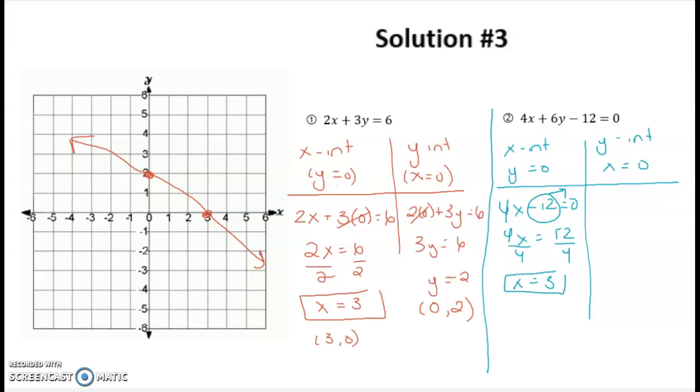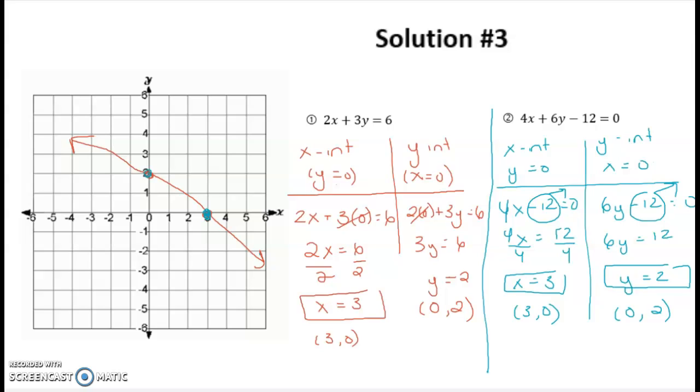So this x-intercept is at 3 and y is 0. So x is 3 and y is 0. Oh, it's the same point. Okay, second one. So x is 0. So instead of saying 4 times 0, we know that's 0. So we just have 6y minus 12 equals 0. Now I've got to bring that 12 to the other side, and it becomes a positive 12. And then we divide both sides by 6. So y equals 2. So my point, x is 0 and y is 2.